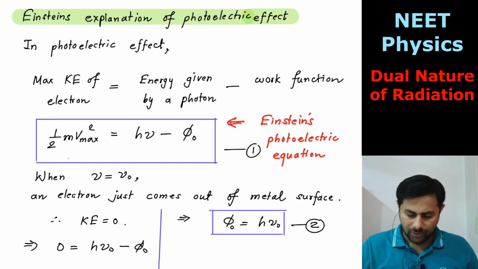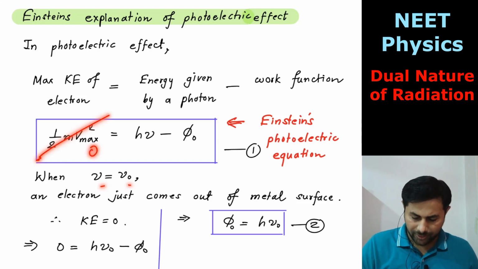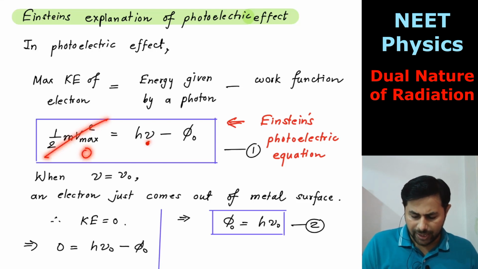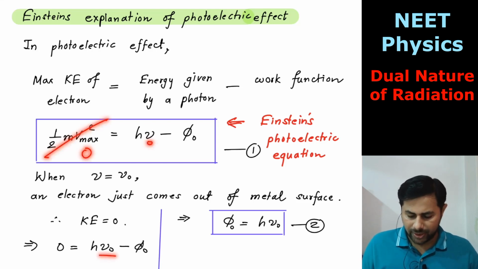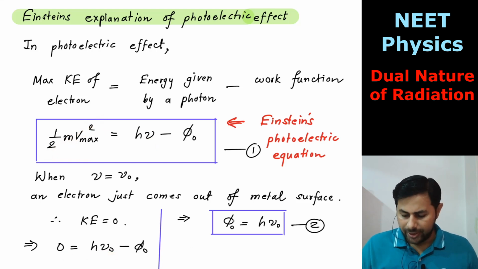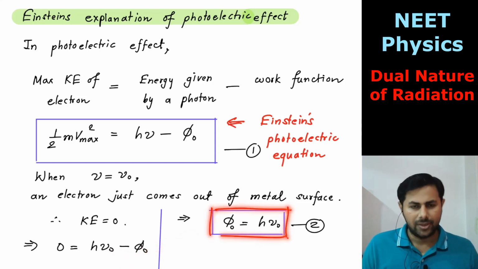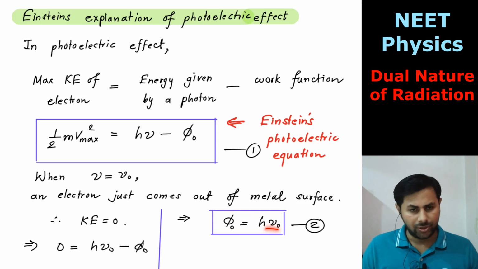Okay, good. So you put nu equals nu naught, so kinetic energy becomes 0. Therefore you put 0 over here in this equation and nu naught over here. So then what do you get? 0 is equal to h nu naught minus phi naught. So then phi naught is equal to h nu naught. You get the relation between the work function and the threshold frequency.